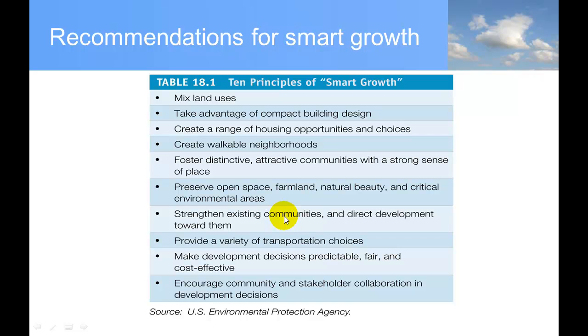Strengthen existing communities, directing development toward them instead of out into undeveloped land. Provide a variety of transportation choices, including some mass transit. Make development decisions predictable, fair, and cost-effective. And finally, encourage community and stakeholder collaboration in development decisions.